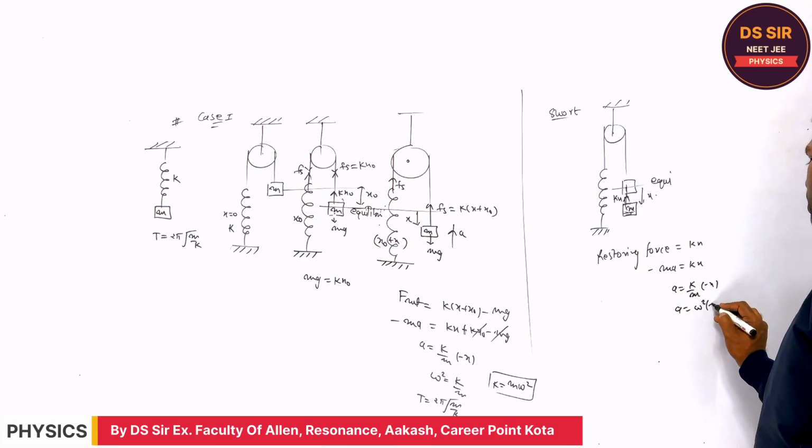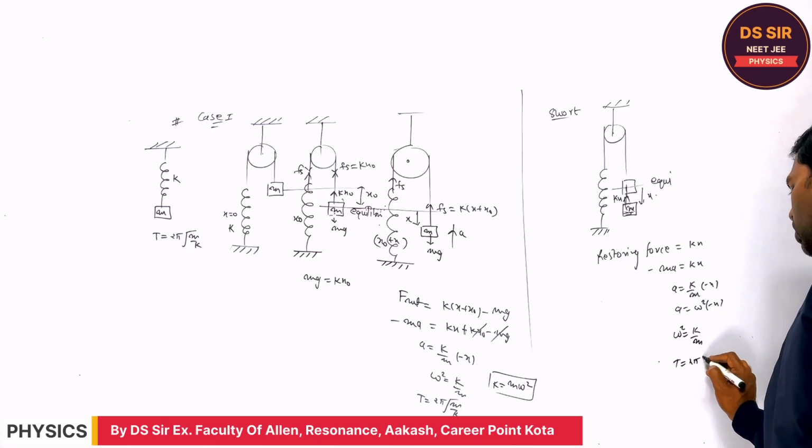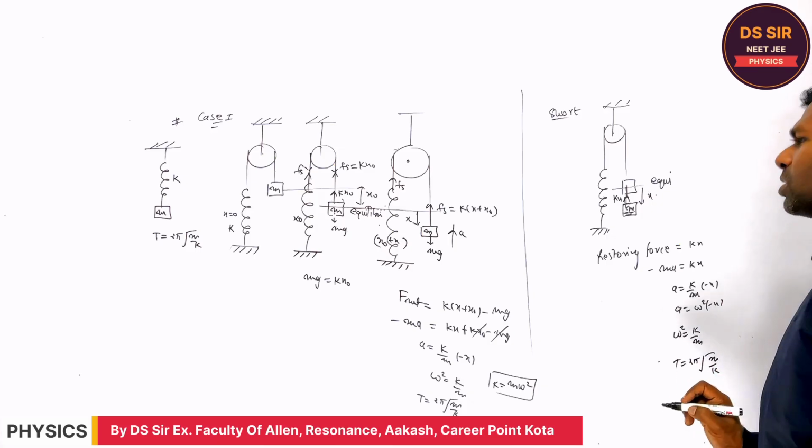Compare with this equation and you will get omega square is equal to k by m, and T is equal to 2 pi root m upon k. So this is the shortcut.